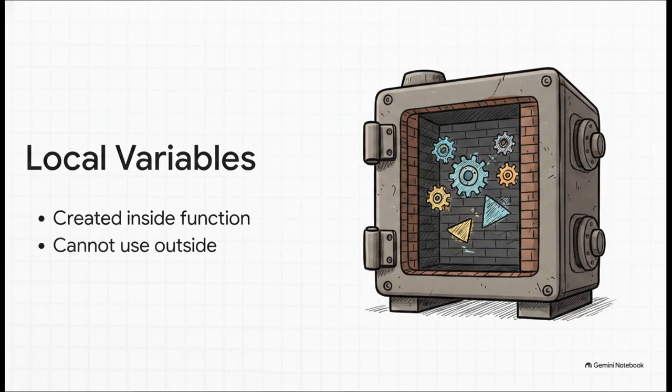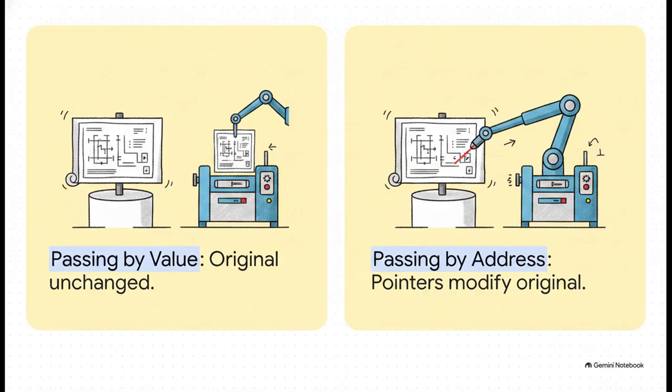And honestly, this is a brilliant feature. It prevents different parts of your code from accidentally crashing into each other and corrupting each other's data. Because data is so heavily walled off, we have two different ways to handle modifications. Normally, C is, well, kinda overprotective. It defaults to passing by value. It essentially makes a photocopy of your data and passes that into the machine, leaving your original variable completely untouched.